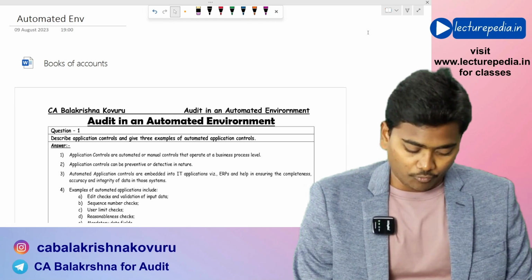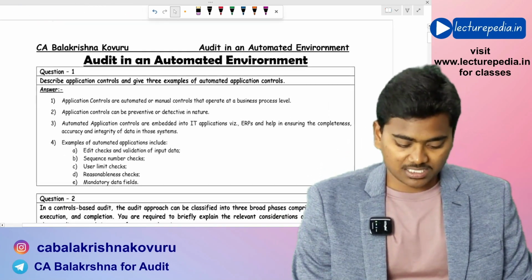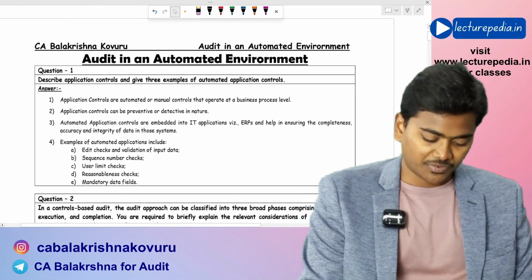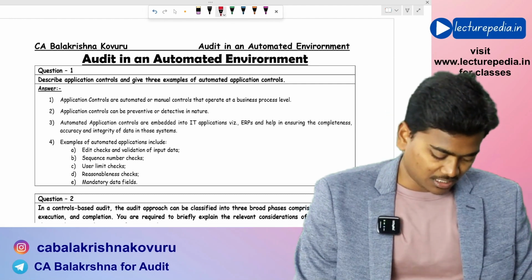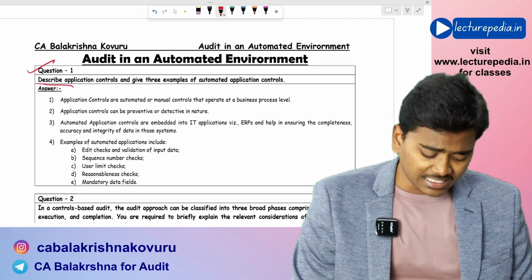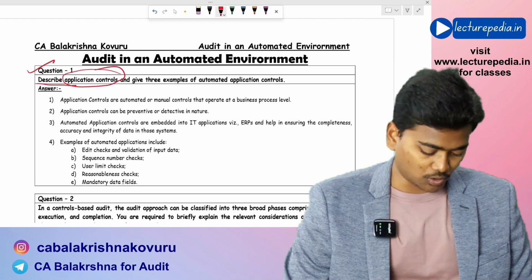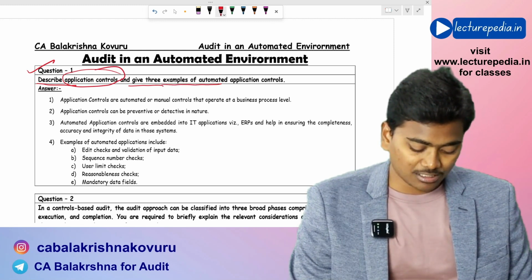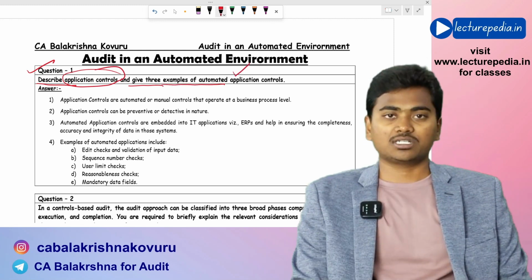Okay. Now, without any waste of time, let us quickly revise these questions and answers. First question: describe application controls and give three examples of automated application controls.